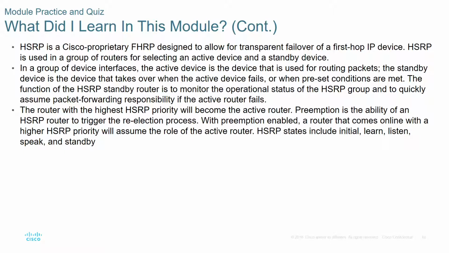The function of the HSRP standby router is to monitor the operational status of the HSRP group and to quickly assume packet forwarding responsibility if the active router fails. The router with the highest HSRP priority will become the active router. Preemption is the ability of an HSRP router to trigger the re-election process. With preemption enabled, a router that comes online with a higher HSRP priority will assume the role of the active router. HSRP states include initial, learn, listen, speak, and standby.